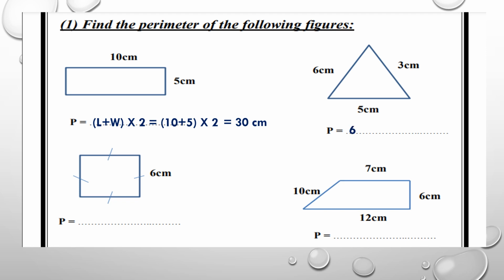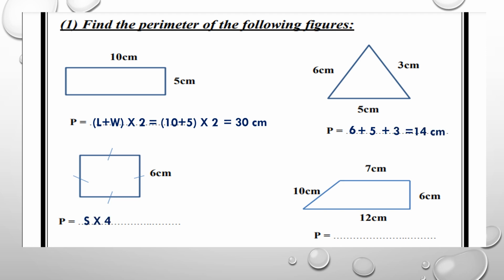The second one, I have a triangle whose side lengths equal 6 centimeters, 5 centimeters and 3 centimeters. So to get the perimeter here, I have to add all the sides together. It will be 6 plus 5 plus 3. It's going to be 14 centimeters.